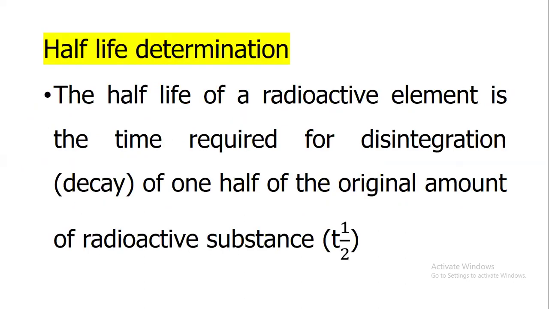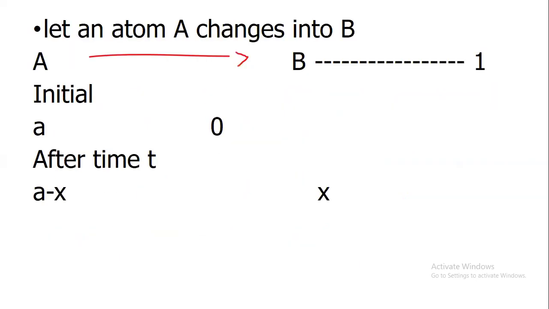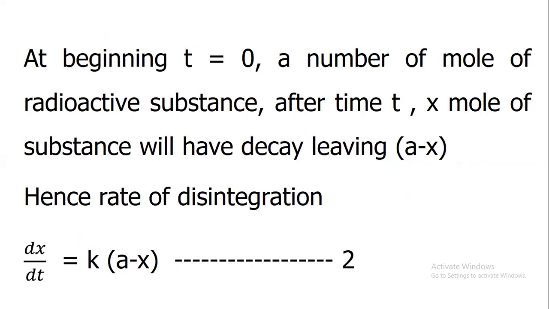Half-life determination. The half-life of a radioactive element is the time required for disintegration of one half of the original amount of radioactive substance. Let an atom change from A to B, with initial amount A. At the beginning, the number of moles of radioactive substance is A. After time t, x moles of substance will have decayed, leaving A minus x.